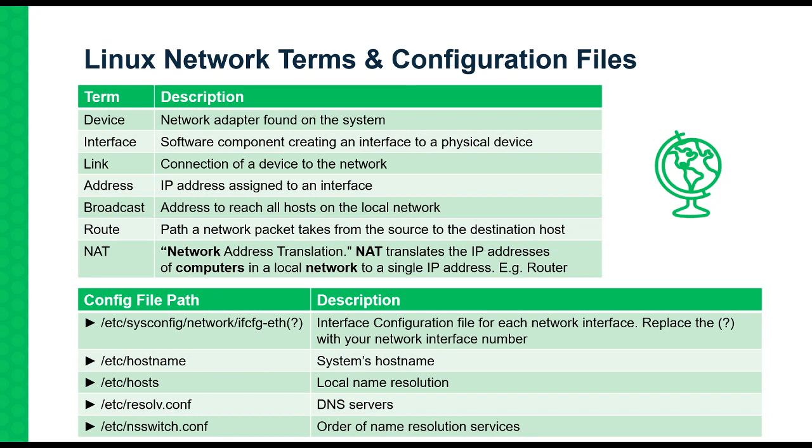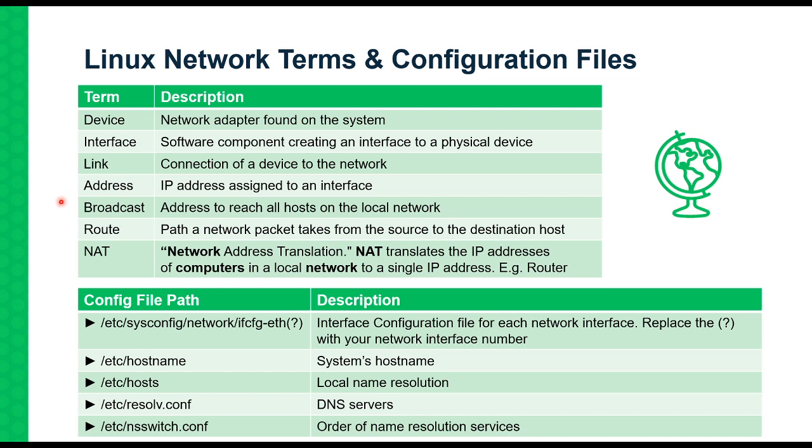When it comes to Linux network management, we first need to understand a few terms. The first term we're going to look at is a device. A device is defined as the network adapter found on a system. An interface is a software component creating an interface to a physical device. The link is a connection of a device to the network. And then the address is an IP address assigned to an interface.